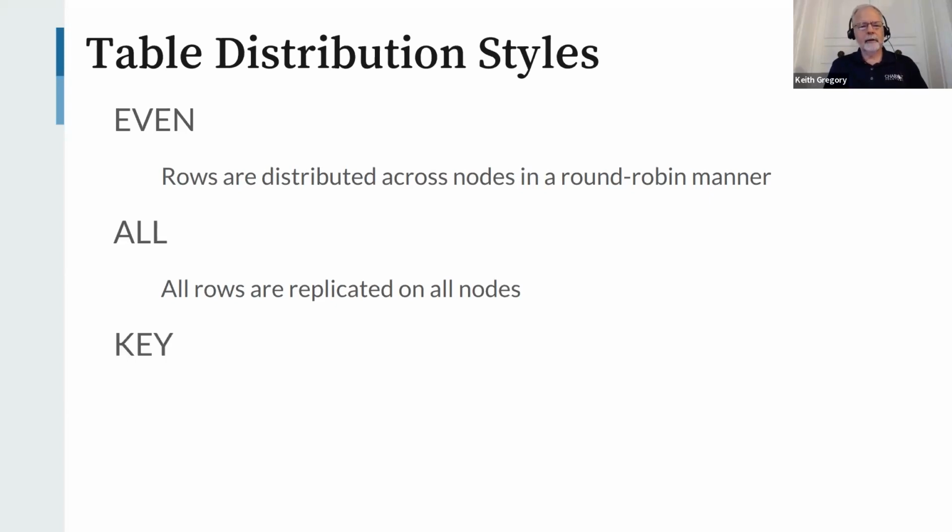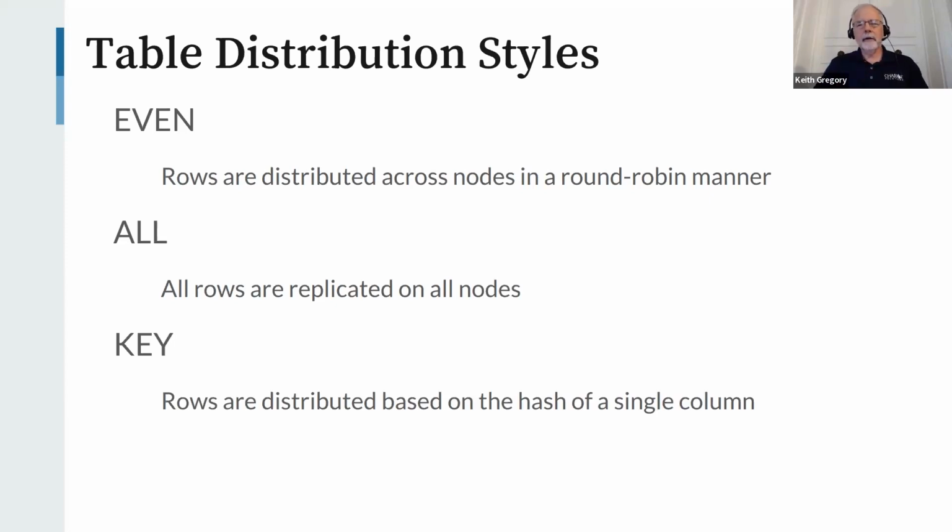For relational data, you want key-based distribution, which is you take one column and it's used to identify which node the row will be stored on. So if you look at an accounts table, account ID might be a valid way to distribute the data.